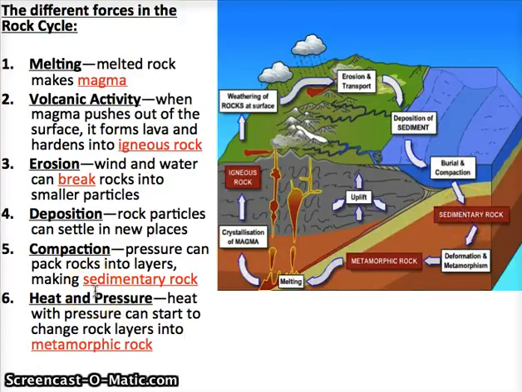And then the last force is heat and pressure combined. So there's heat underneath the surface, there's pressure when there's a lot of rock piling on top. So when there's heat and pressure combined, that's when metamorphic rock forms.